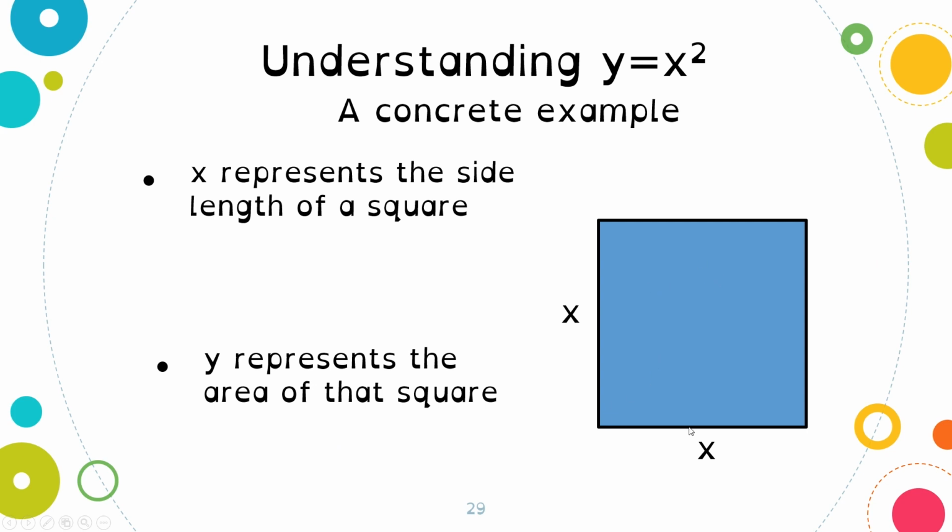So we're comparing the side length of a square to the area of that square, which, if you remember, is equal to your side times your side. So x times x is x squared. So that's what this relationship is, the same idea. This is a concrete way of looking at this relationship, of comparing the side length to the area of a square.